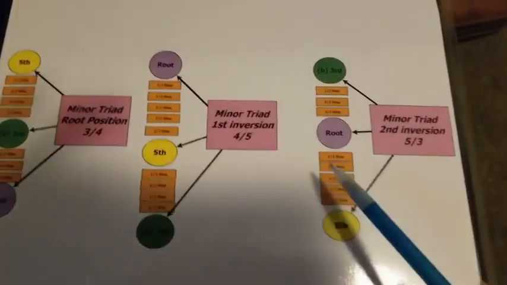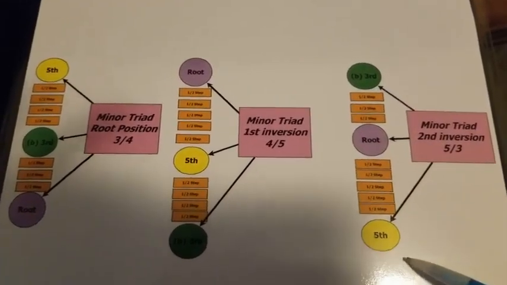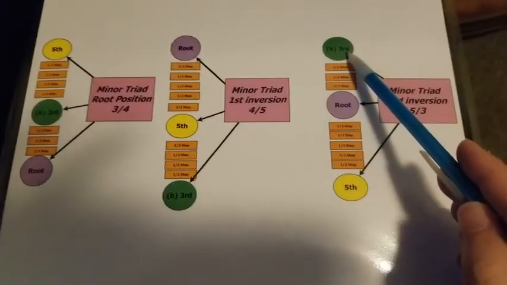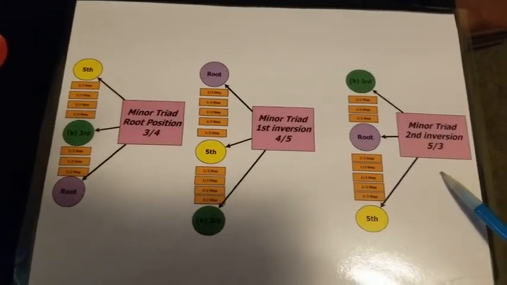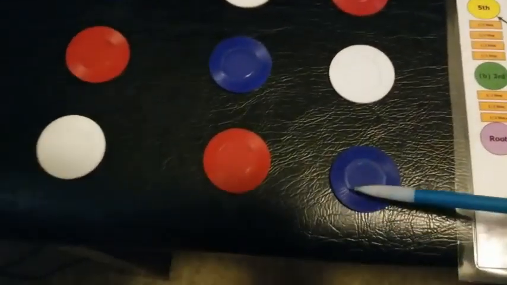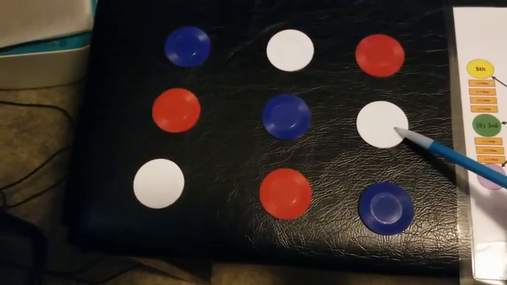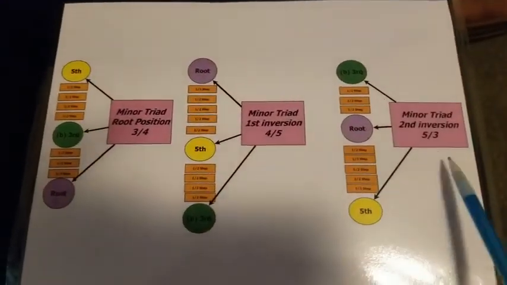Now we can talk about the second inversion, which is 5 and then 3, which is simply transposing the third, the flat third, to the top of a minor triad, right? So here you can see the blue chip, the fifth, is on the bottom, the root is in the middle, and the third is going to be on the top.